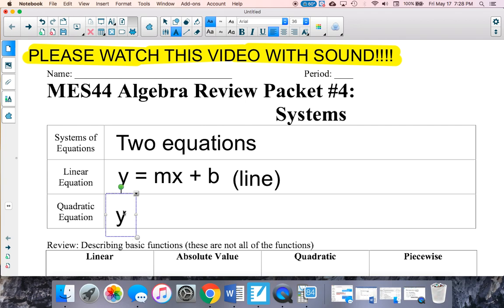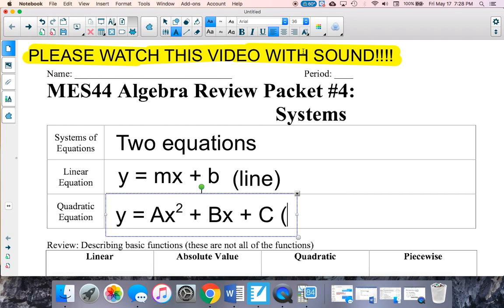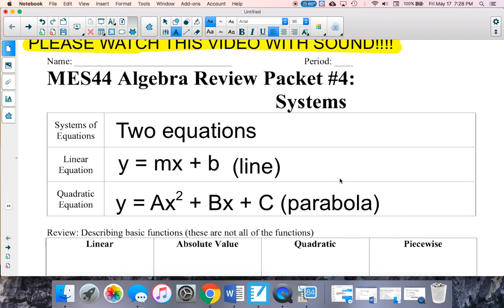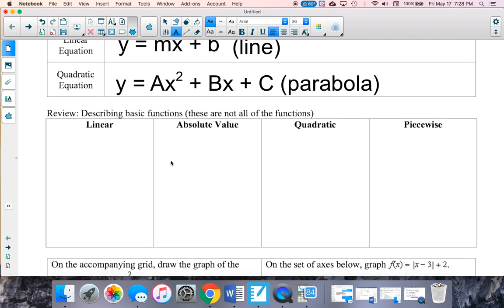A quadratic equation in standard form is y equals ax squared plus bx plus c, and this actually gives us a parabola, which is a U-shape. In math, we call that a parabola. So let's describe some of these basic functions. It's not all the functions we know, but it's the ones that we see most often.